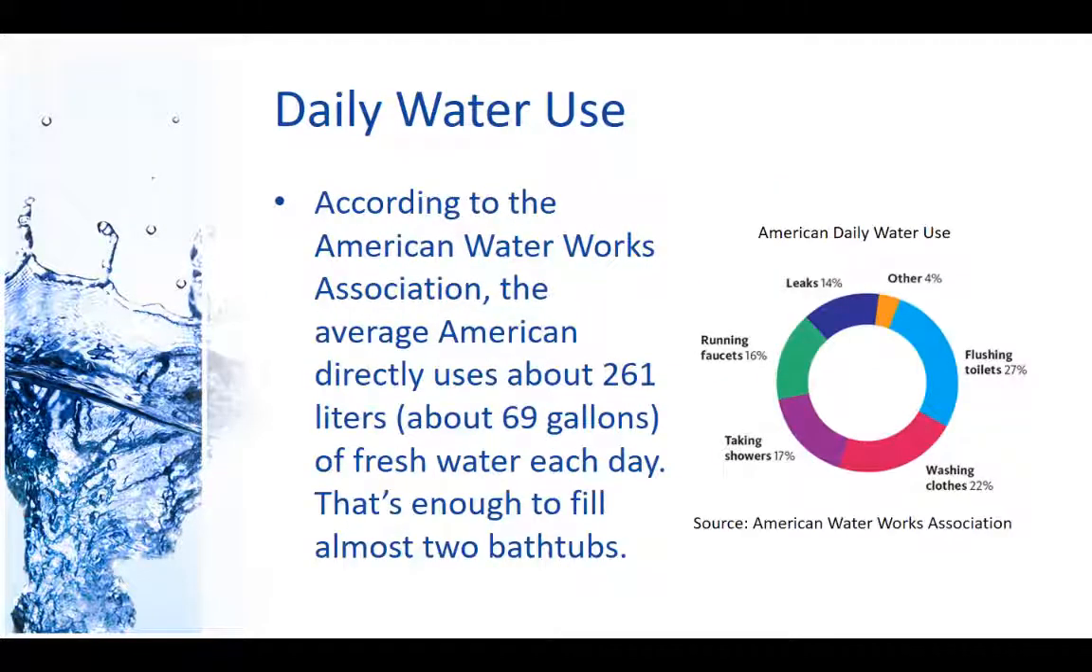All right. So, daily water use. You took your water footprint a little earlier in this class. And according to the American Water Works Association, the average American directly uses about 261 liters or about 69 gallons of fresh water every day. That's every single day. That's enough to fill about two bathtubs. Okay? Now, some of that is not actually used in a positive way. Some of it is wasted in terms of leaks, running faucets, excess water due to taking showers, flushing toilets, washing clothes. So there's a lot of lost water in that process.